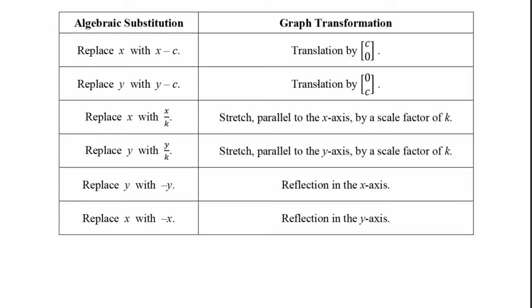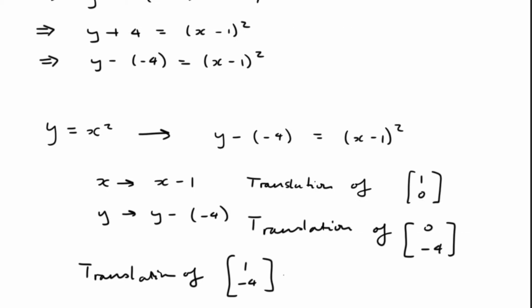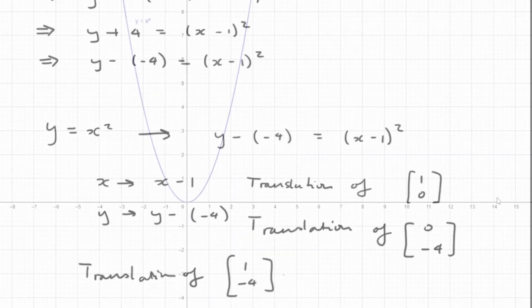We are using here information from our transformations. The top two lines are the important ones here. If we replace the x with x minus c, we've done a translation of c0. If we replace y with y minus c, we do a translation of 0c. In this case, to get from a y equals x squared curve to the curve that we are interested in, we have to do a translation of 1, negative 4.